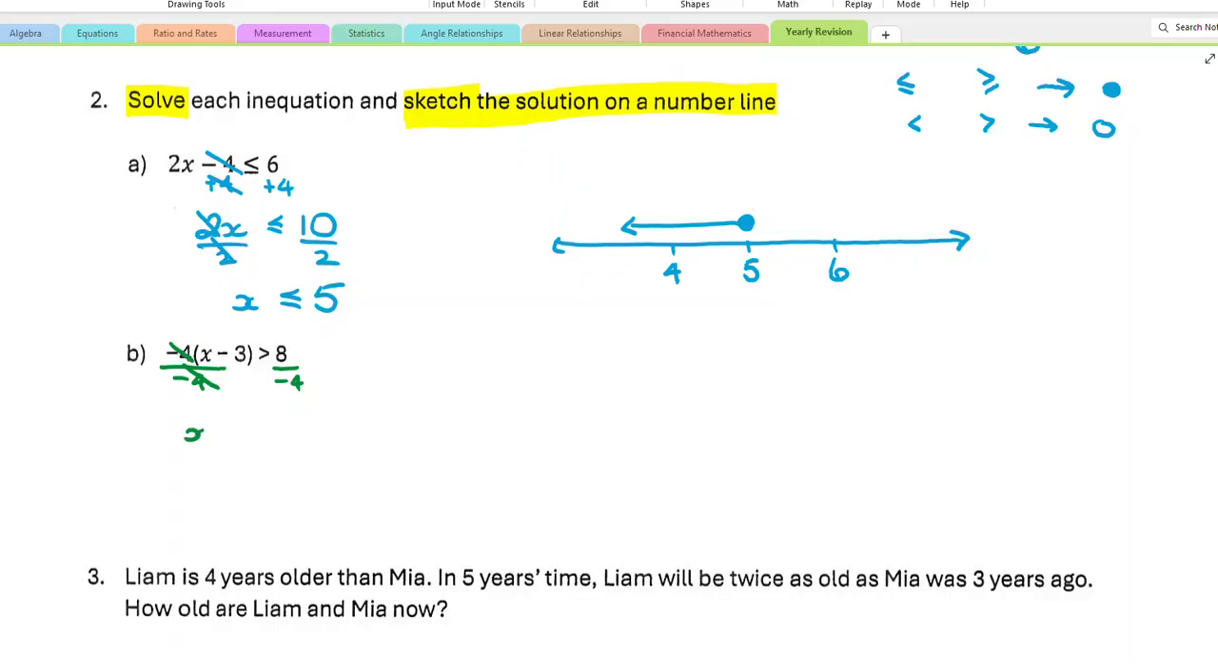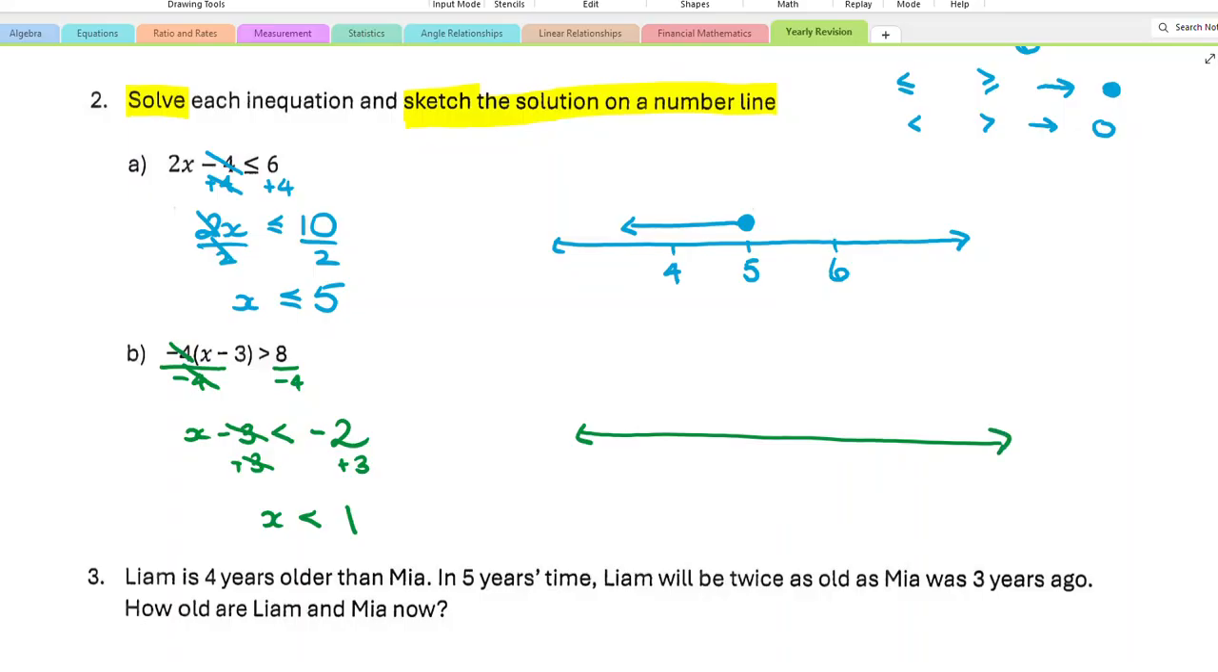So that will leave x minus 3. Because I have divided by a negative number, I need to reverse my sign the other direction, so it becomes a less than sign. 8 divided by -4 is -2. Then I'm going to finish solving by adding 3 to each side. So x is less than -2 plus 3 makes 1. So that's my solution. Now to sketch it on a number line.